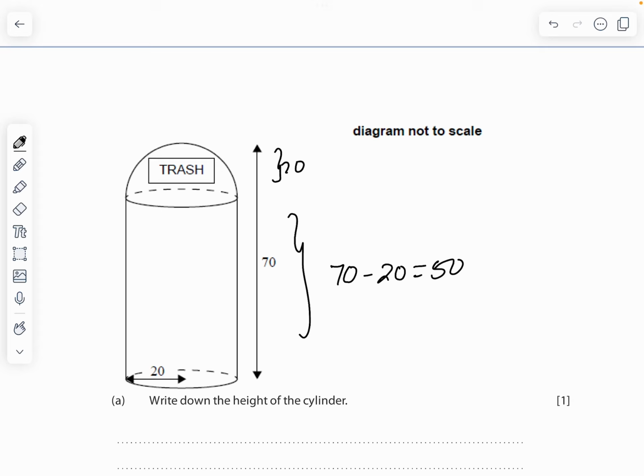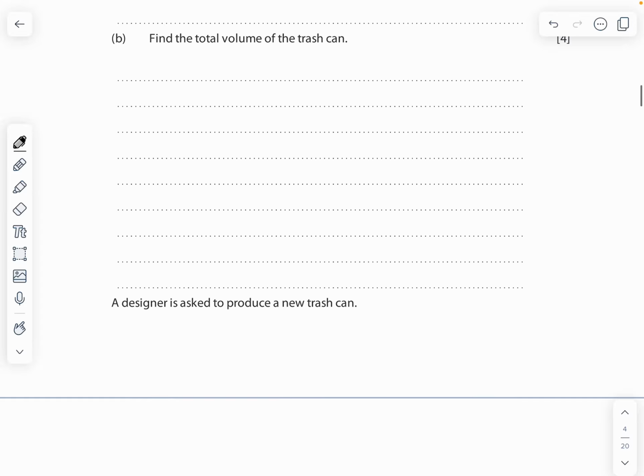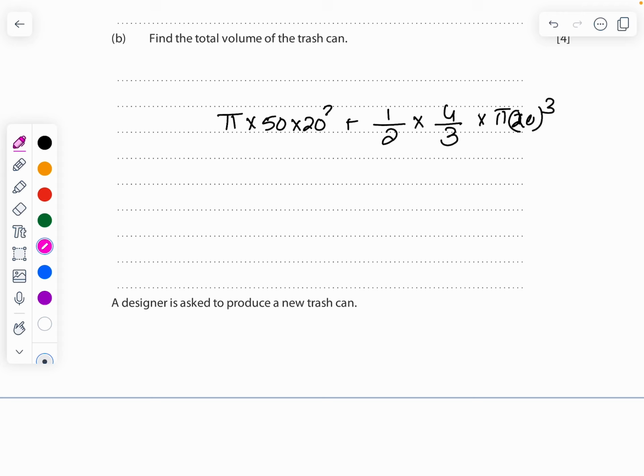That's the answer. Then find the volume of the trash can. So volume of the cylinder is pi r square h plus 1 upon 2 times, because it is a hemisphere, 4 by 3 pi r cube. So let me write out the formula over here. The formula is pi r square h plus 2 upon 3 pi r cube. I use that formula, then I'm directly writing out the answer. 79,600 centimeter cube is going to be the answer.